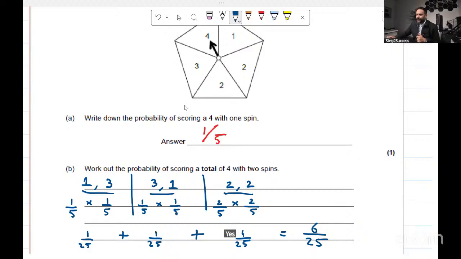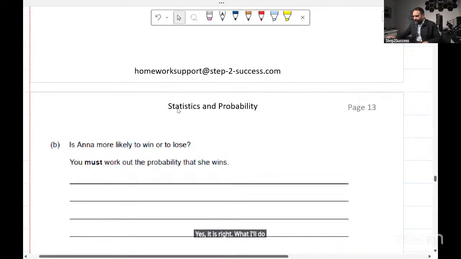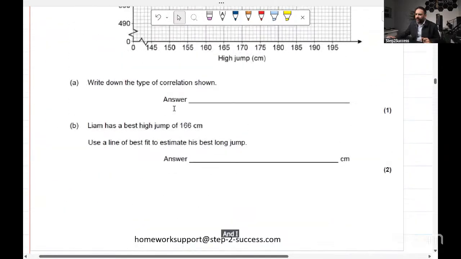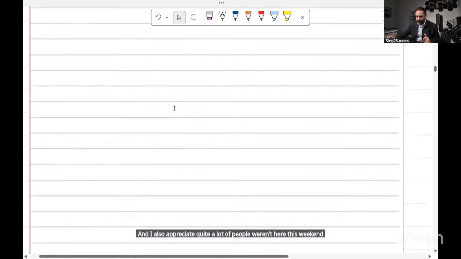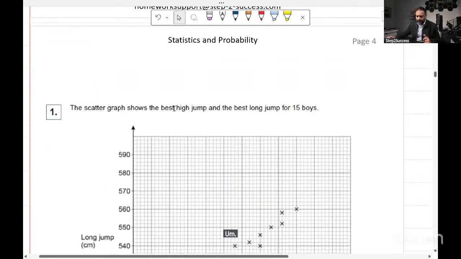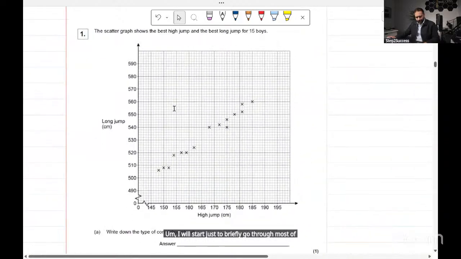Yes, it is. Right, what I'll do, given that there isn't much else going on in this one, and I also appreciate quite a lot of people weren't here this weekend, so you might not have done some of this. I will start just to briefly go through most of this.